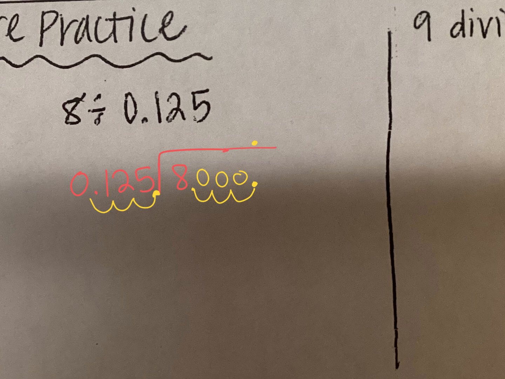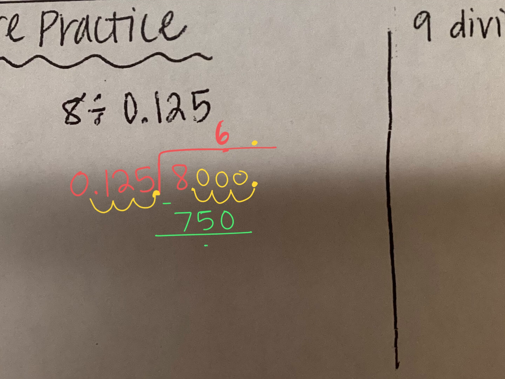Now I can divide like normal. So it's like I'm dividing 8,000 by 125. So how many times can 125 go into, not 8, not 80, but 800? How many times? Anybody know? 6. Well, that is correct. Goes in 6 times. That is going to be 750.